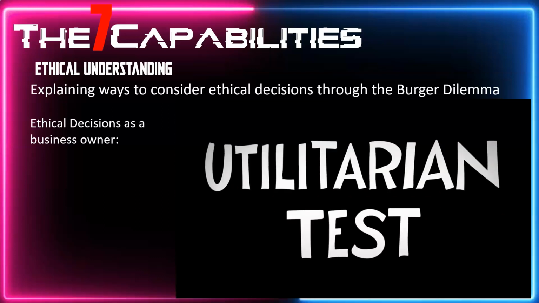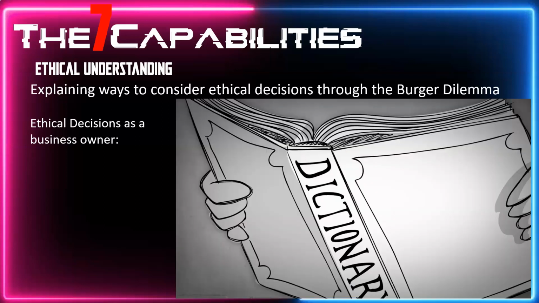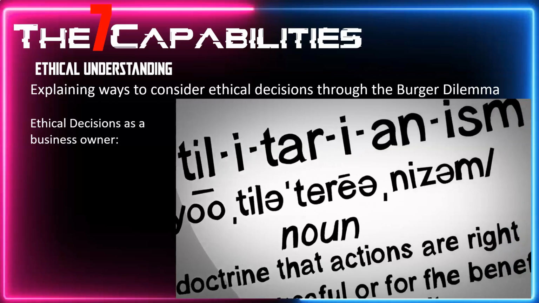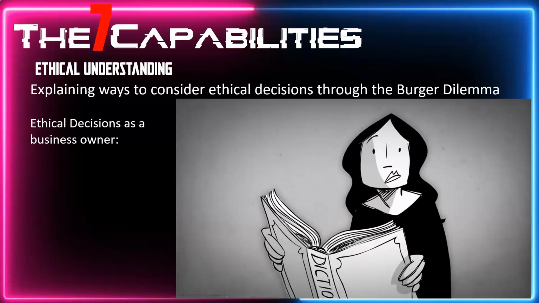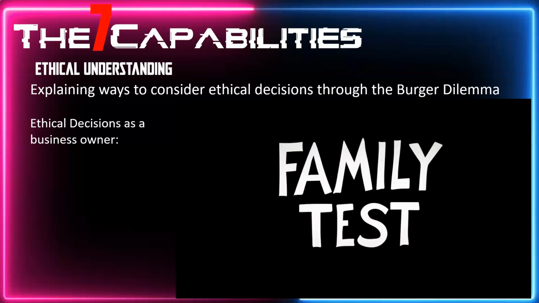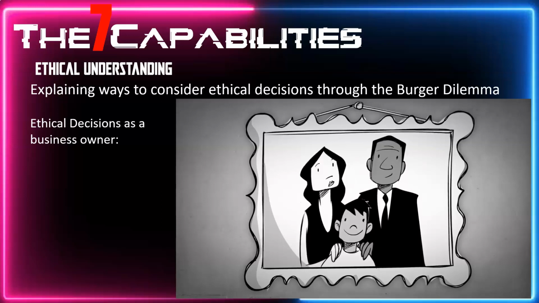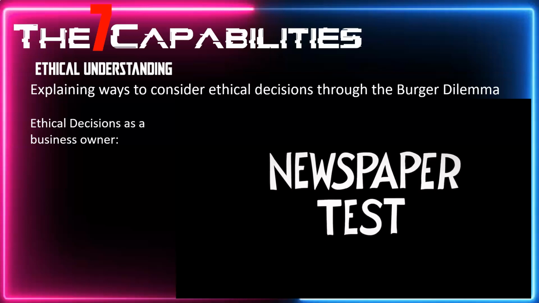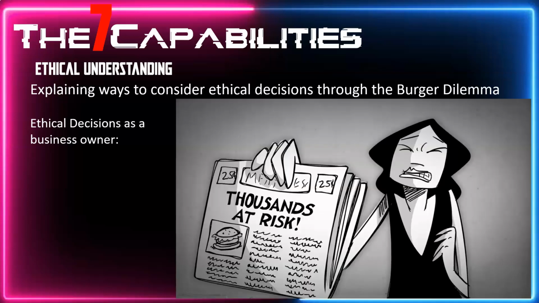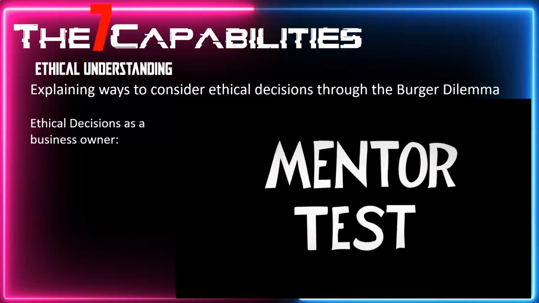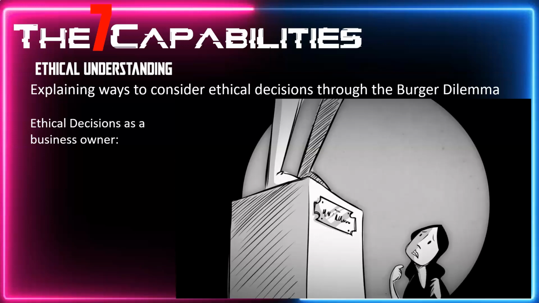First is the utilitarian test. Utilitarianism is a philosophy concerned with maximizing the greatest amount of good for the greatest number of people. What would be the impact of each option on these terms? Second is the family test. How would you feel explaining your decision to your family? Third is the newspaper test. How would you feel reading about it on the front page of the local newspaper? And finally, you could use the mentor test. If someone you admire were making this decision, what would they do?